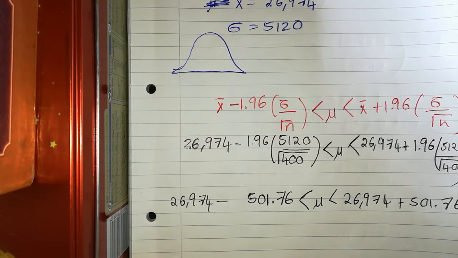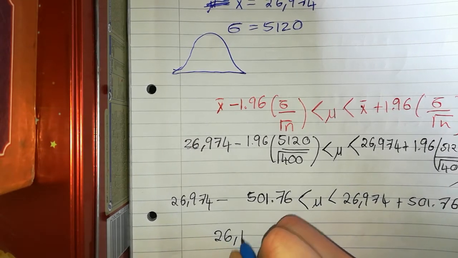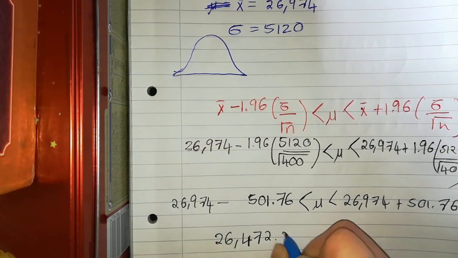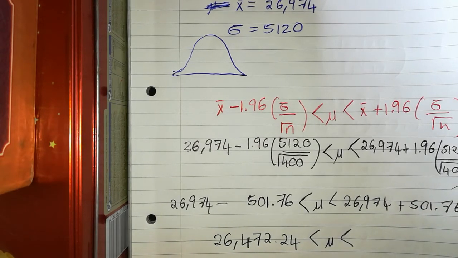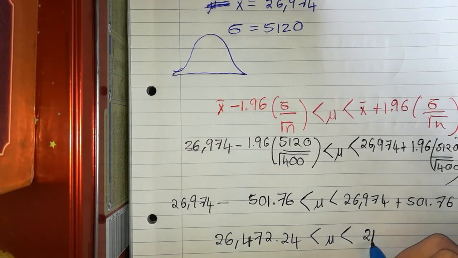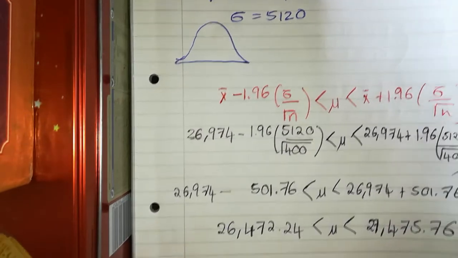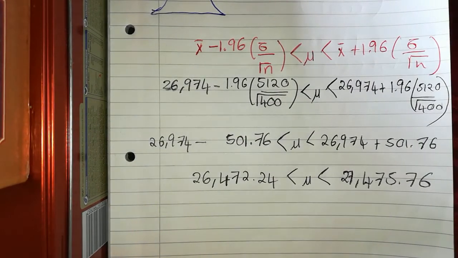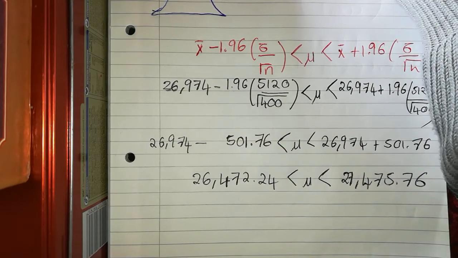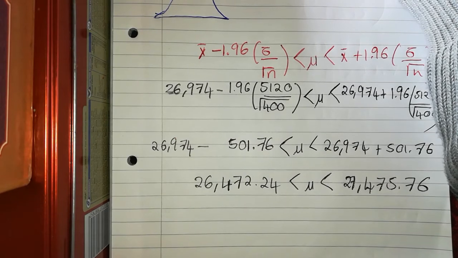26974 minus 501.76 gives a value of 26472.24, and then I add the 501.76, and I get 27475.76. So our mean should lie within this range. So that's our 95% confidence interval for the mean of full-time farmers.